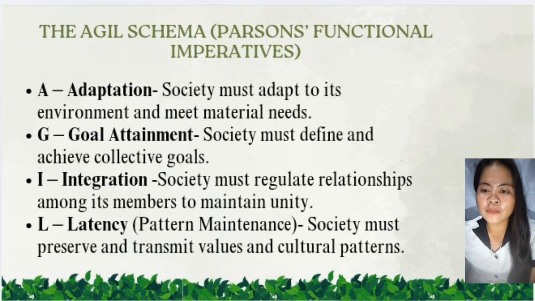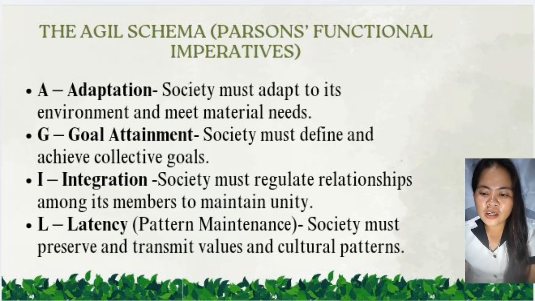Next is G, goal attainment. This means society must set goals and achieve them. So in education, schools help achieve societal goals such as academic success, employment readiness, and responsible citizenship. Through curricula, standards, assessment, and policies, school guides students towards goals that society considers important.